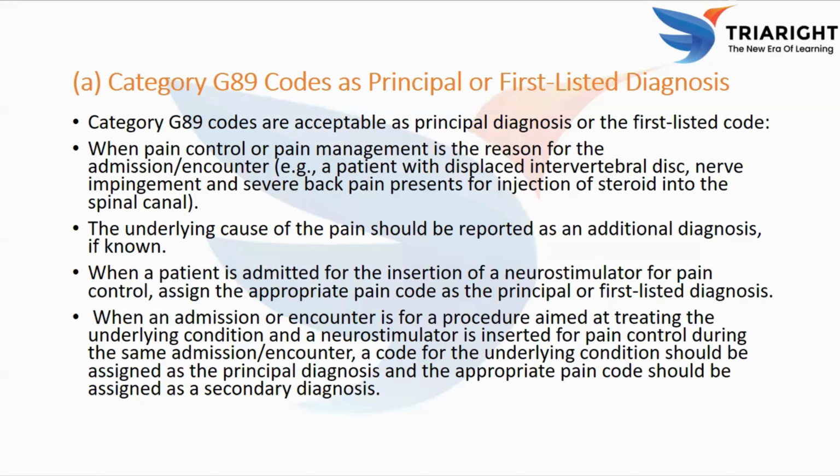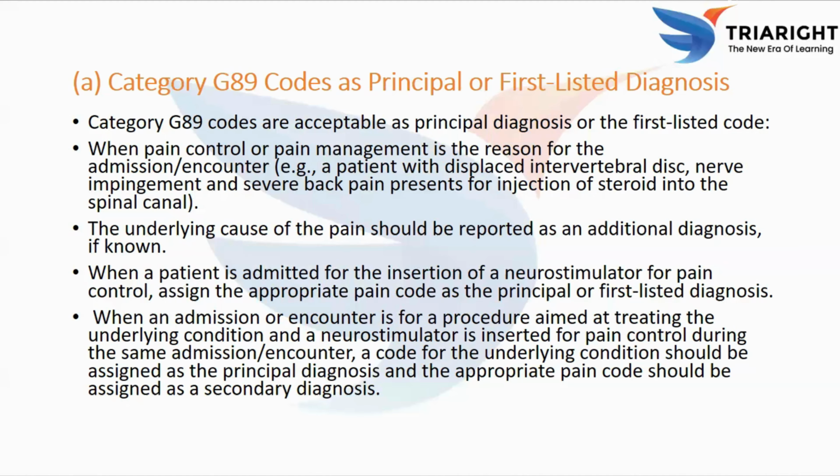So you are getting my point. When the patient is also admitted for the insertion of a neurostimulator for pain control, again this is pain management, right? So a neurostimulator, what it is, it's a device which is used to manage chronic pain, which is used to manage long-term pain. So here if the patient comes specifically for pain control using this device, then you have to use this G89 as a principal diagnosis.